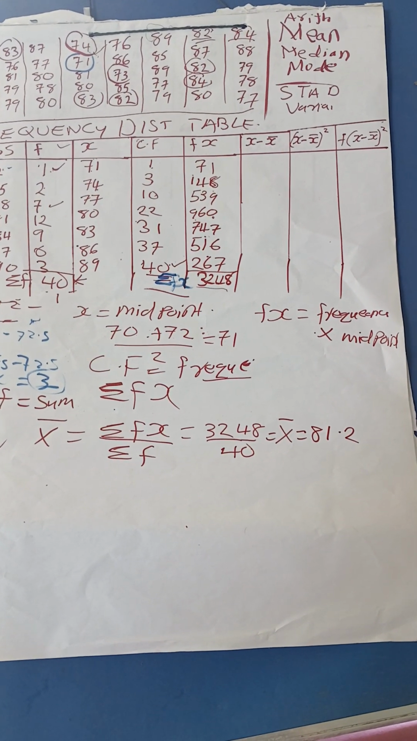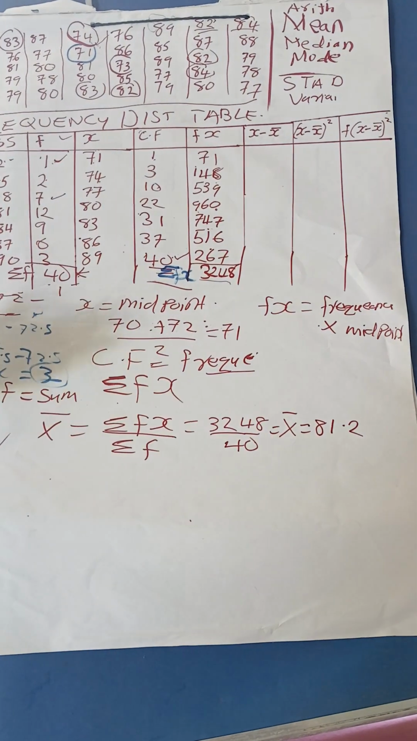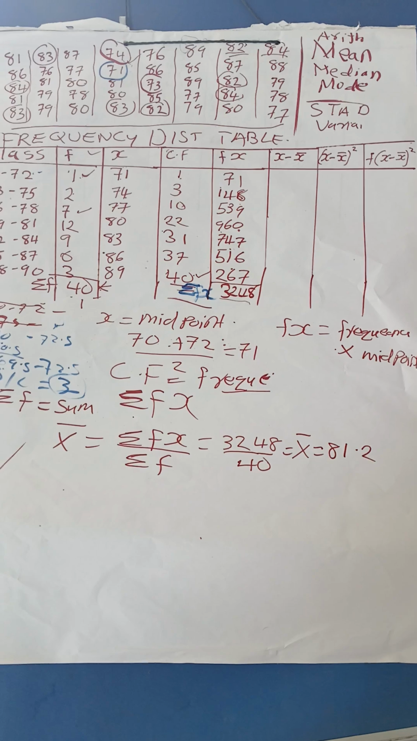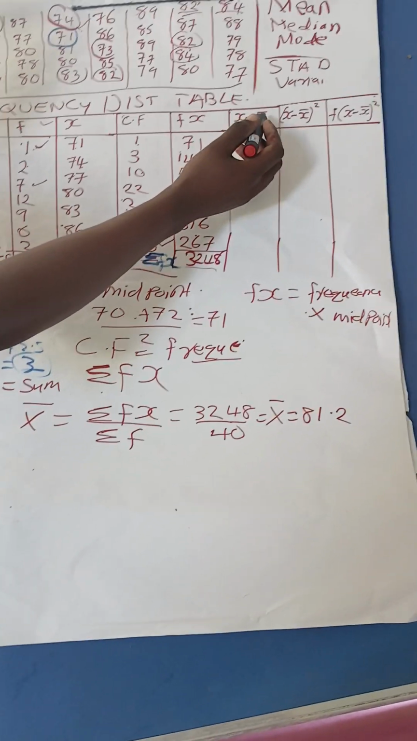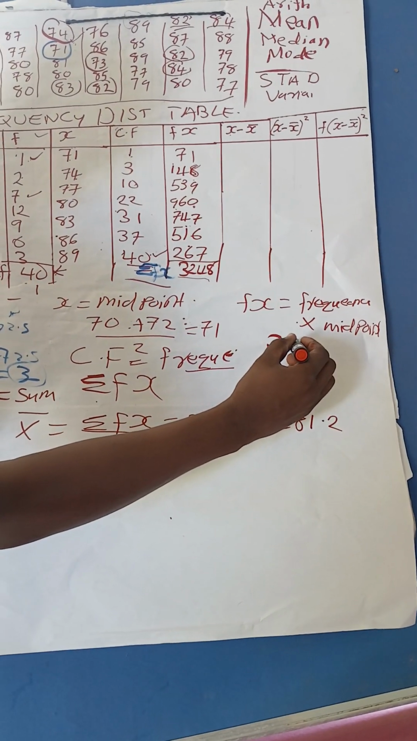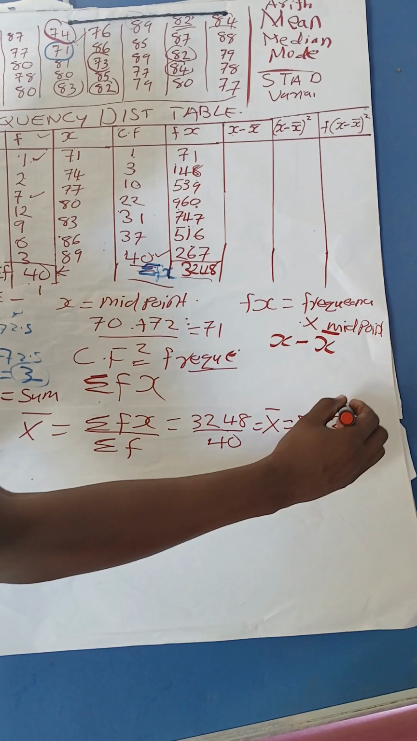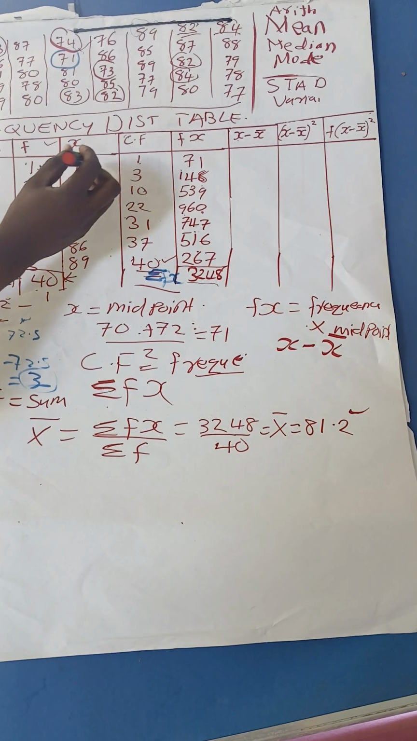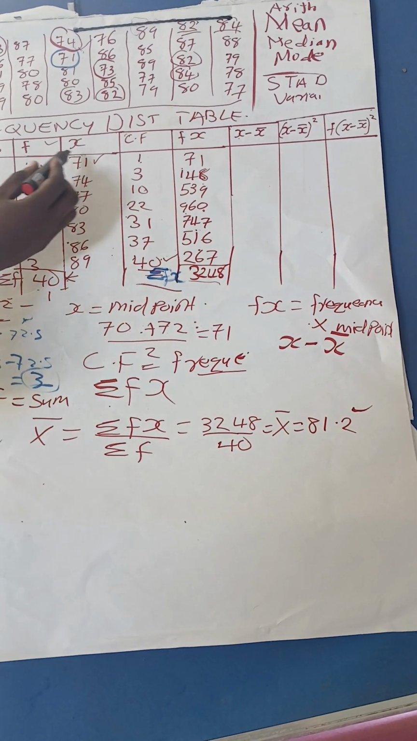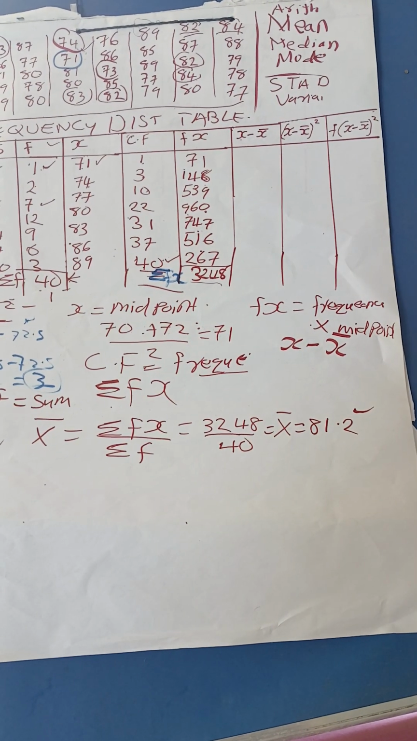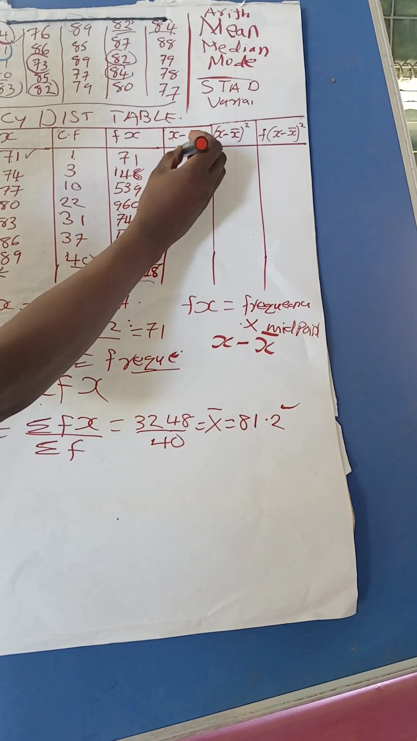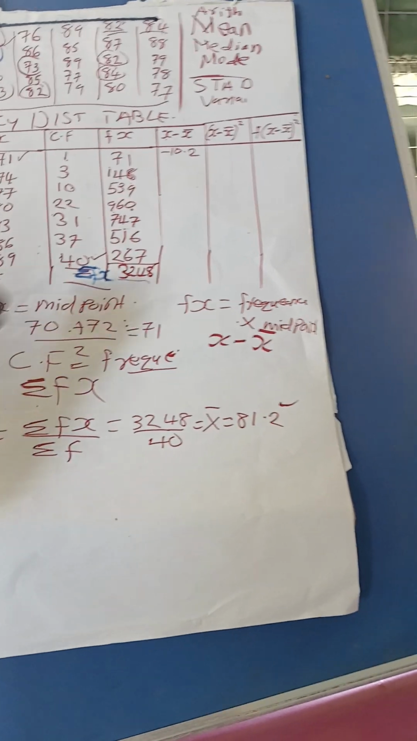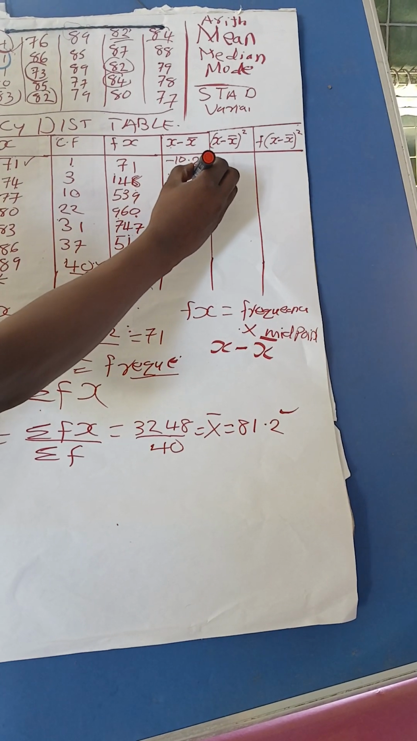Now, comrade or learner, you are very comfortable to go to the next part, because the next part wants us to fill the column using x, midpoint minus mean. You already have the mean as 81.2, and x was the midpoint. The first x is 71, so it will be 71 minus 81.2. You realize you are getting negative 10.2, the first one. Then the next one will be negative 7.2.